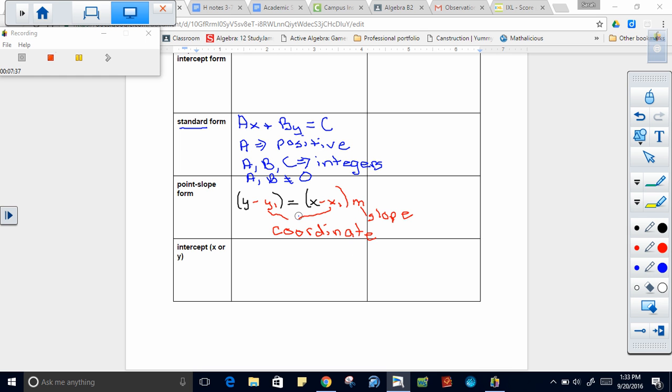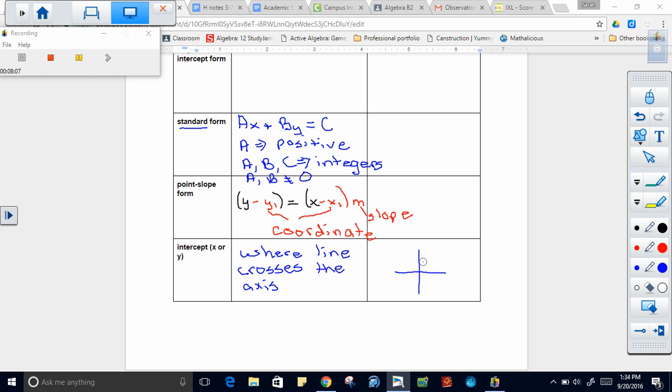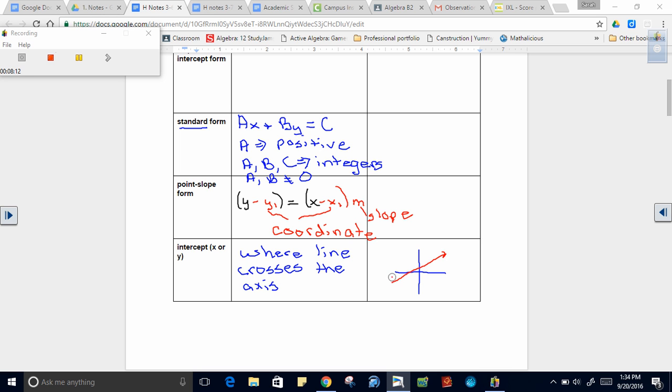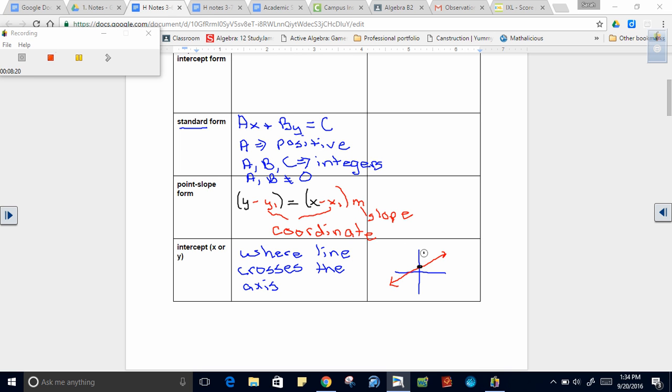An intercept, either X or Y, is where the line that you're graphing crosses the axis. If it's an x-intercept, it's where it crosses the x-axis. If it's a y-intercept, it's where it crosses the y-axis. So if that red line is the line that you are graphing, this point right here is your y-intercept. And this point right here is your x-intercept. That's just because this is your x-axis and that right there is your y-axis.